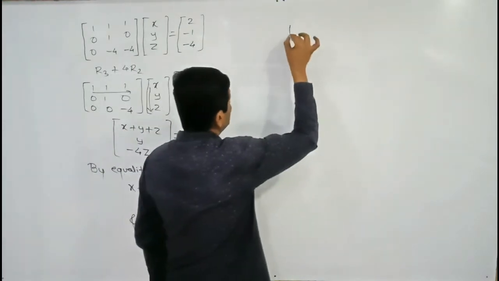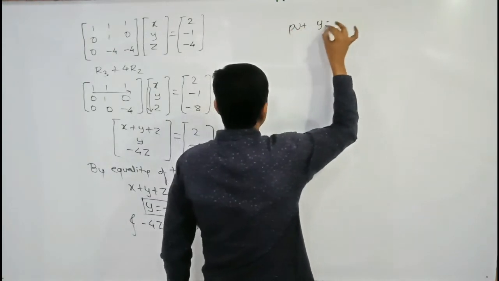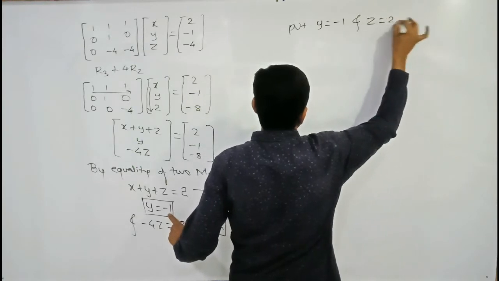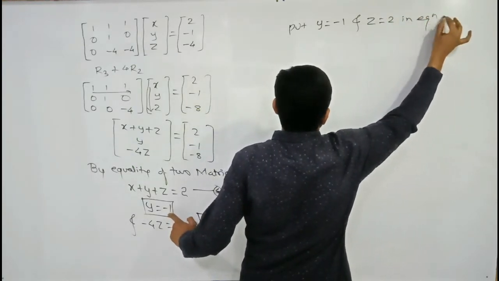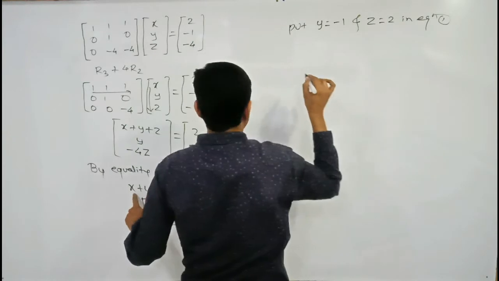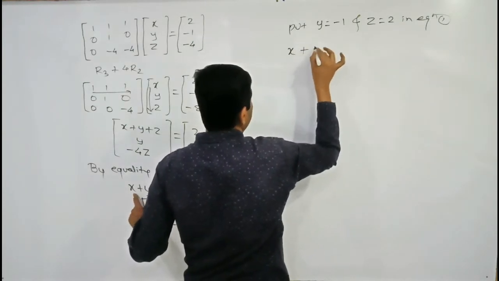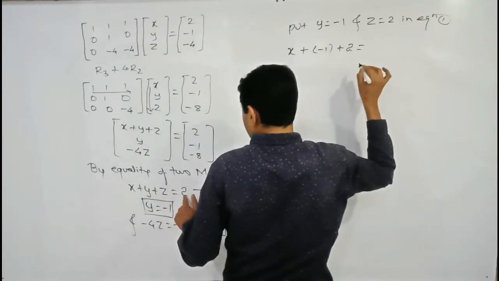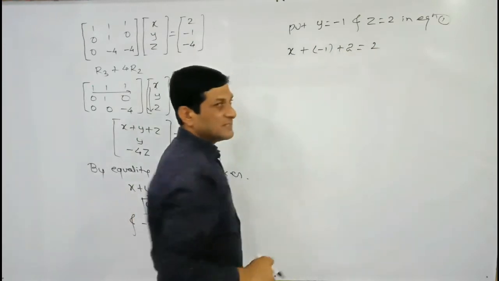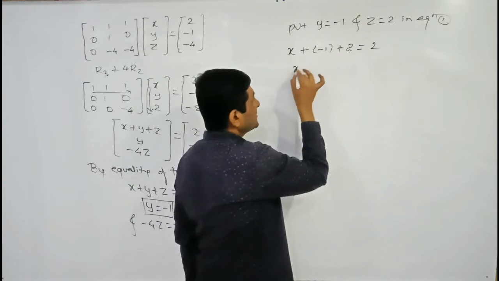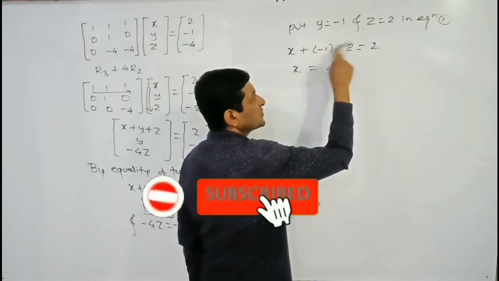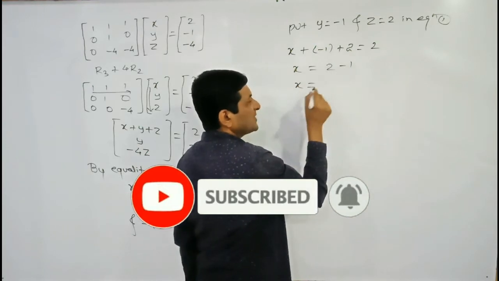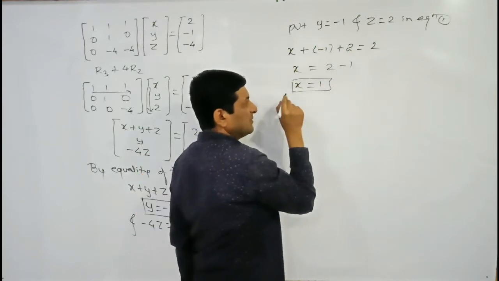Now put the value of y equal to minus 1 and z equal to 2 in equation first. Observe equation number first, keep x as it is, replace y by its value minus 1, z by its value 2, and on the right hand side 2, keep it as it is. Let us simplify this equation. Here x is equal to 2 minus 1 plus 1, so x will be equal to 1.